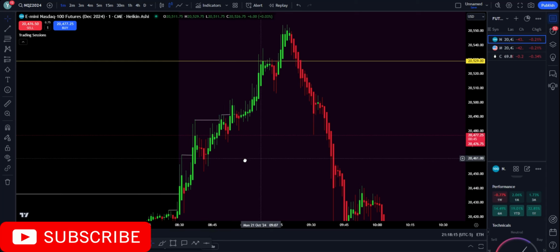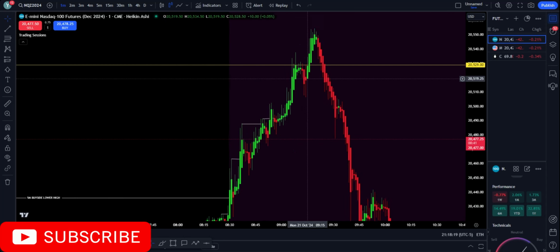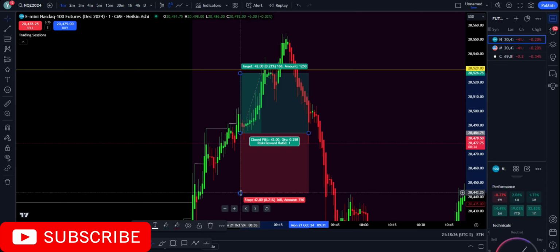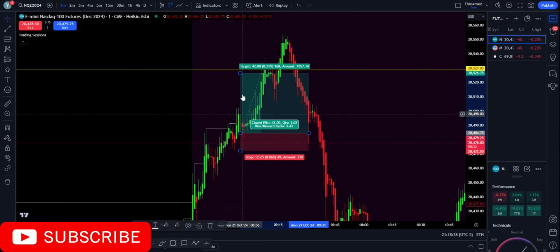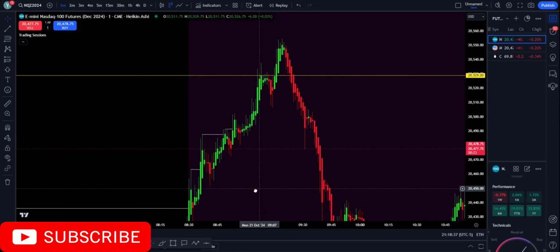Something happened right here as well. We can see we came back to the order block, so you could have taken that long trade over there to Friday's high. Entry right there, stop loss on this high over here, and you get a target at this. So this should have been a good trade, almost a 1 to 3, almost a 1 to 4, approximately.